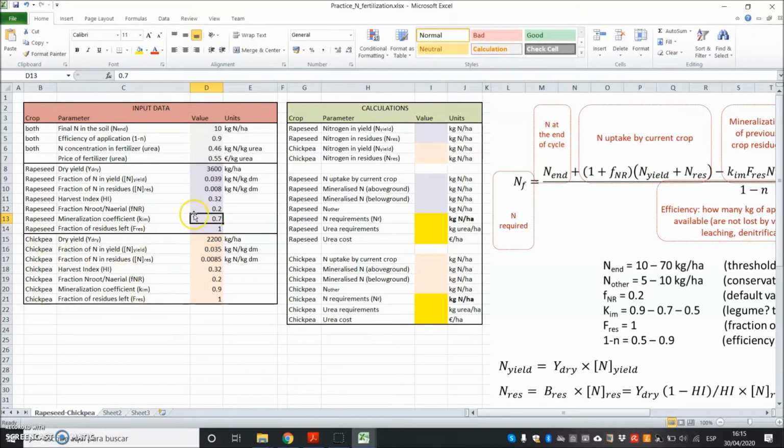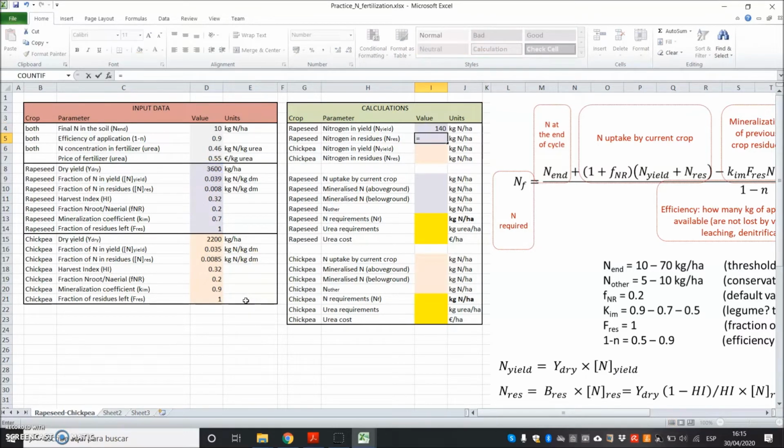For chickpea, these are the data. Here the mineralization coefficient takes a 0.9 value, which is higher because this is a legume. And now let's proceed with the calculations in the second table. The nitrogen that is exported in the yield can be easily calculated for rapeseed as dry yield by the concentration in the yield.